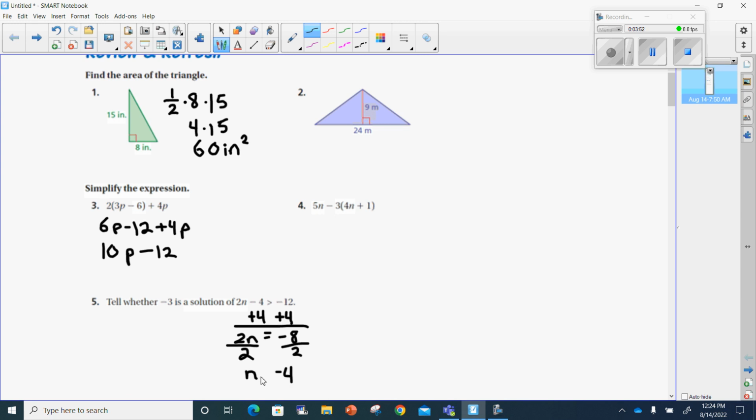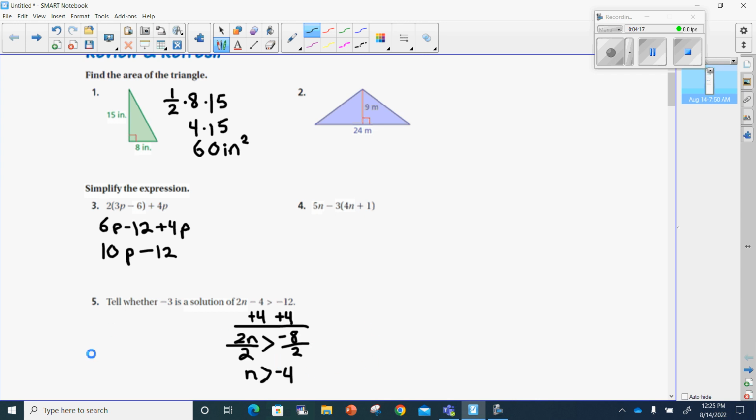And so my answer says tell whether -3 is a solution. Oh, I'm sorry, I do have to erase this really quick. I'd put an equal sign here, and I shouldn't have done that. It should have been a greater than sign. So they're saying n is greater than -4. Now, is n bigger than -4 is the question.